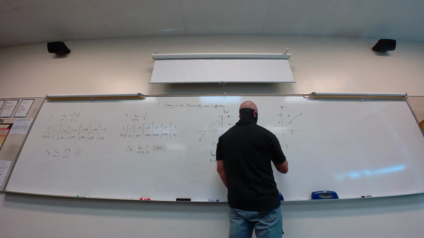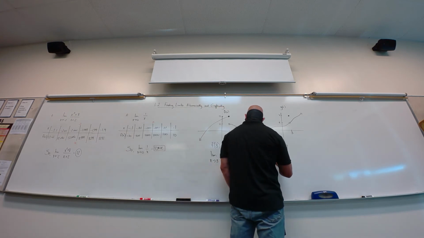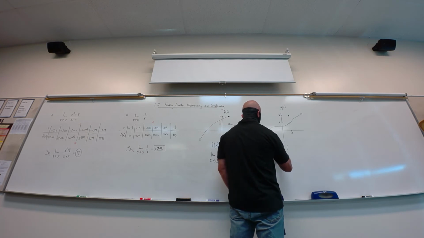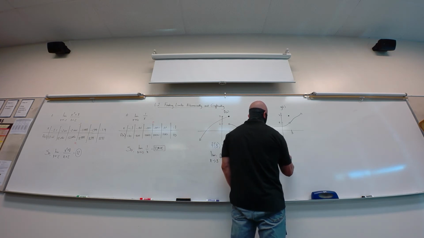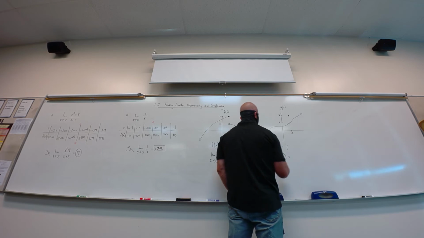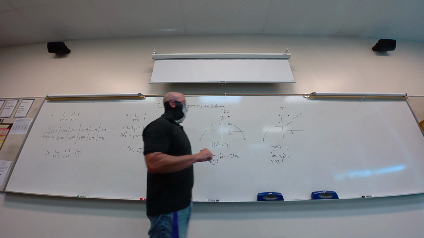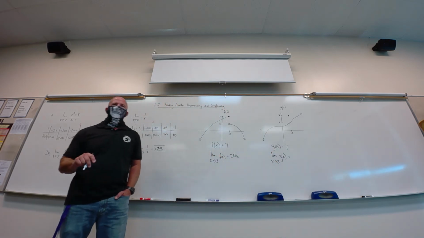So let's go to the limit as x approaches 3, and I wrote f before, that's why I call this one g. So g of x. Okay. Would the limit be does not exist?